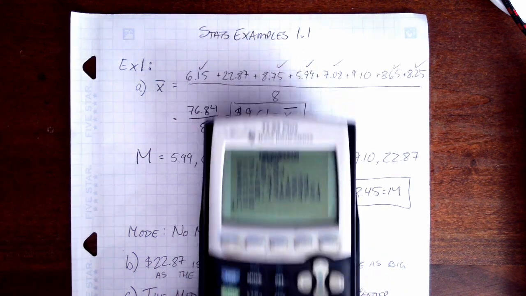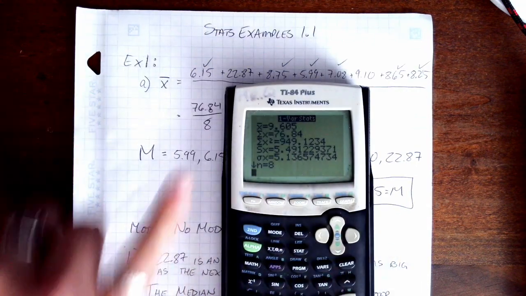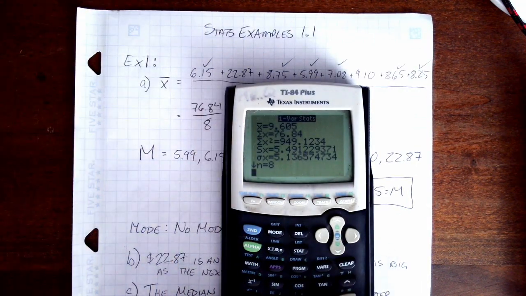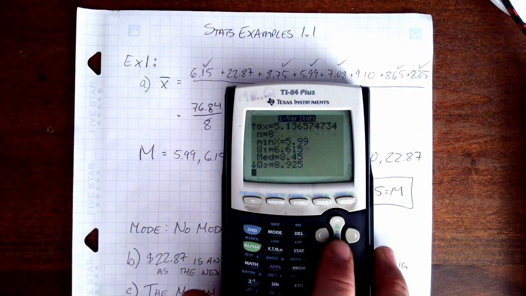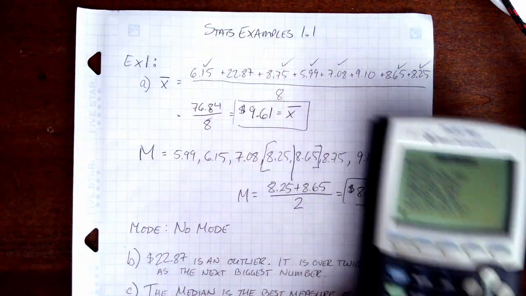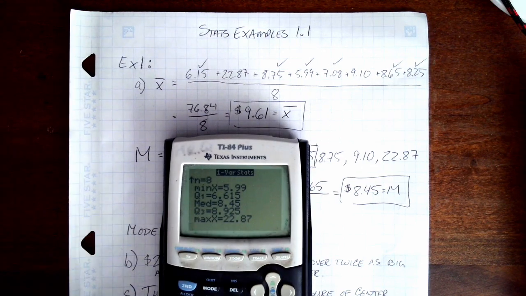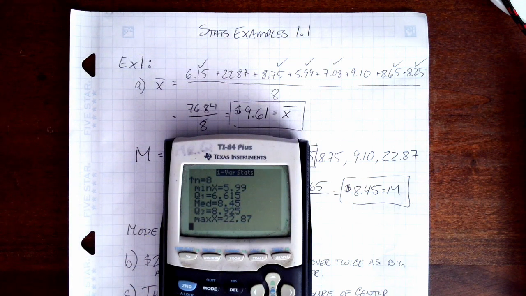9.605, just like we calculated there, but we had to round to 9.61, is our mean. Again, look for the X bar symbol. And our median, MED, is the 8.45 that we calculated right there. So that was under the one variable stats. Stat, right to the calculate menu, and then option 1. And that can help speed up a lot of our future work.